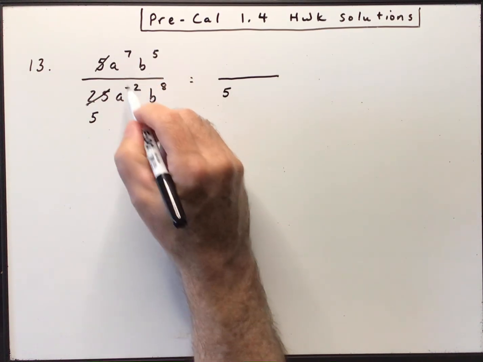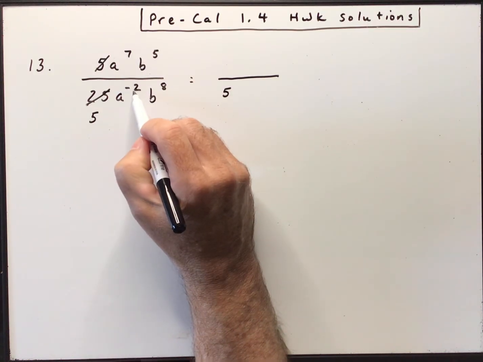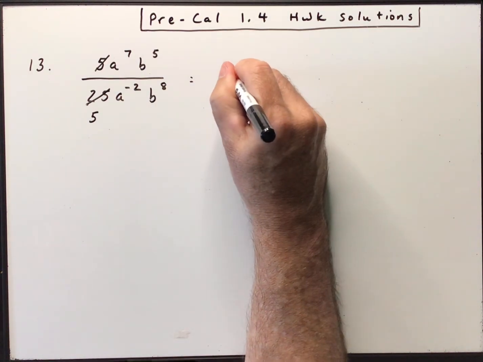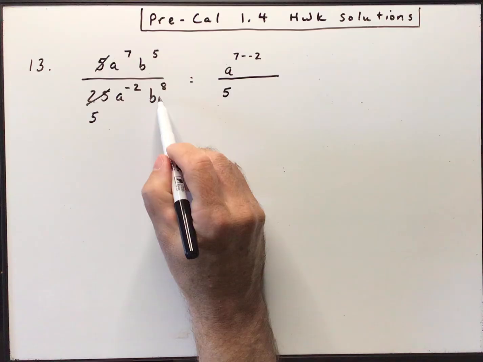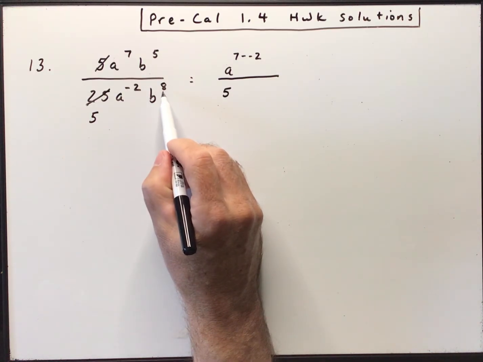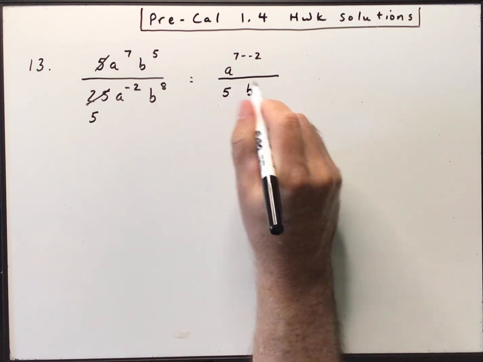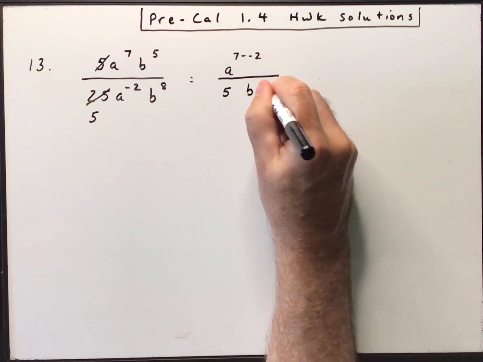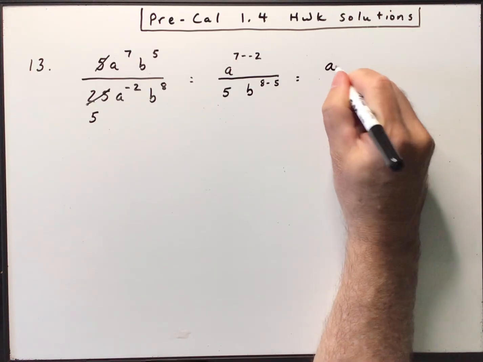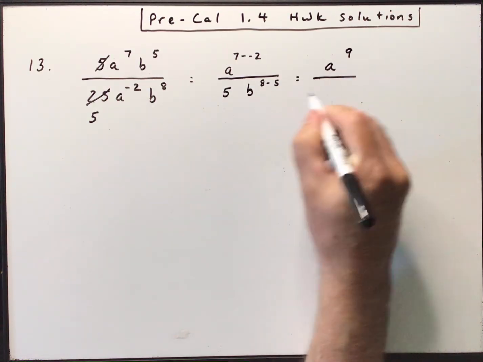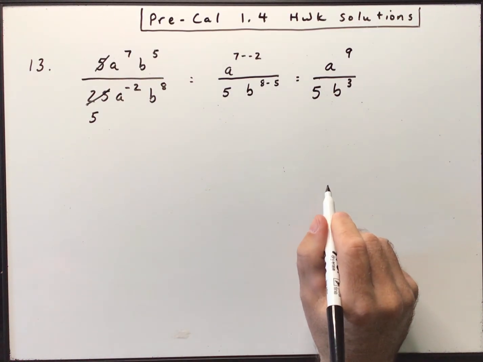So a to the 7th divided by a to the negative 2. That's going to be 7 minus negative 2. I'm going to just go ahead and write that out. So a to the 7 minus negative 2. And then on the bottom, b has a bigger exponent than on the top, so our b is going to end up on the bottom, and that would be over b to the 8 minus 5. So 7 minus negative 2 is 9, so a to the 9th over 5b cubed. All right.